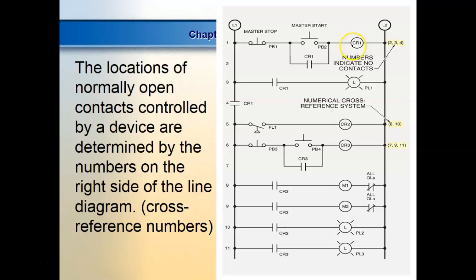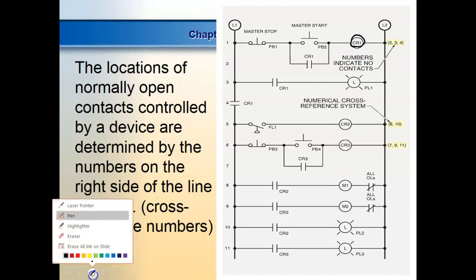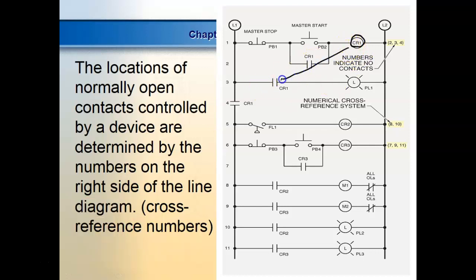Here's CR1. That's the name of the relay. So we named the relays, right? You understand that? And it says, okay, this guy's got a contact where? In line 2. Well, you start looking at line 2, and there it is. It says it's got a contact in line 3. Okay, so I get into line 3.